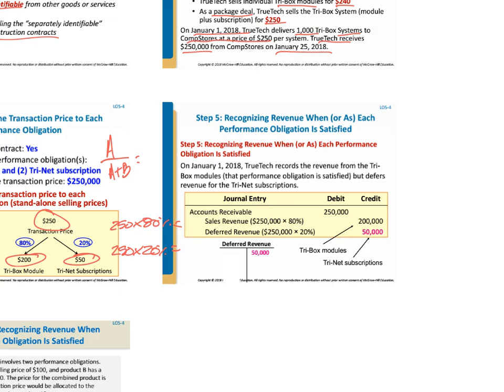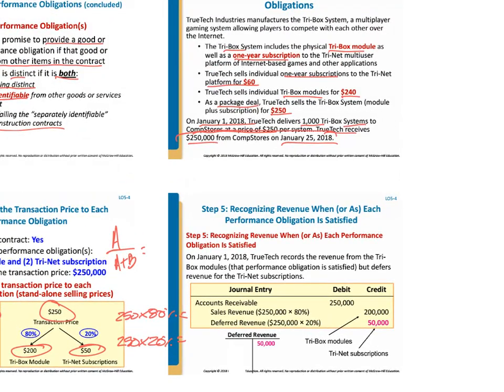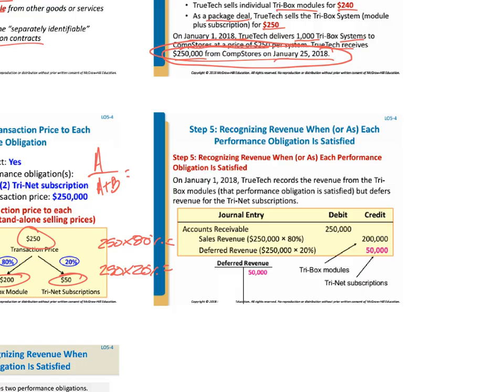Notice that one of these performance obligations is recognized at a point in time. The other one is recognized over a period of time. So because we're going to receive all of the money within January, they tell us just above here that we received $250,000 on January 25th. We'll go ahead and take into consideration the full value of the receivable on January 1 when the systems are delivered. So the accounts receivable piece will be $250,000, which was the $1,000 times the $250 per system.